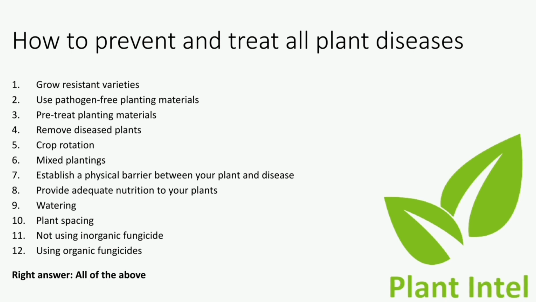So the first one is growing resistant plants. Then using pathogen-free planting materials. The third, using pre-treated seeds. The fourth, removal of diseased plants. Fifth, crop rotation. Sixth, mixed planting. Seventh, establishing a physical barrier between your plant and disease. Eighth, providing adequate nutrition to your plants. Ninth, watering. Tenth, not using inorganic fungicides. And the last one, biological control.